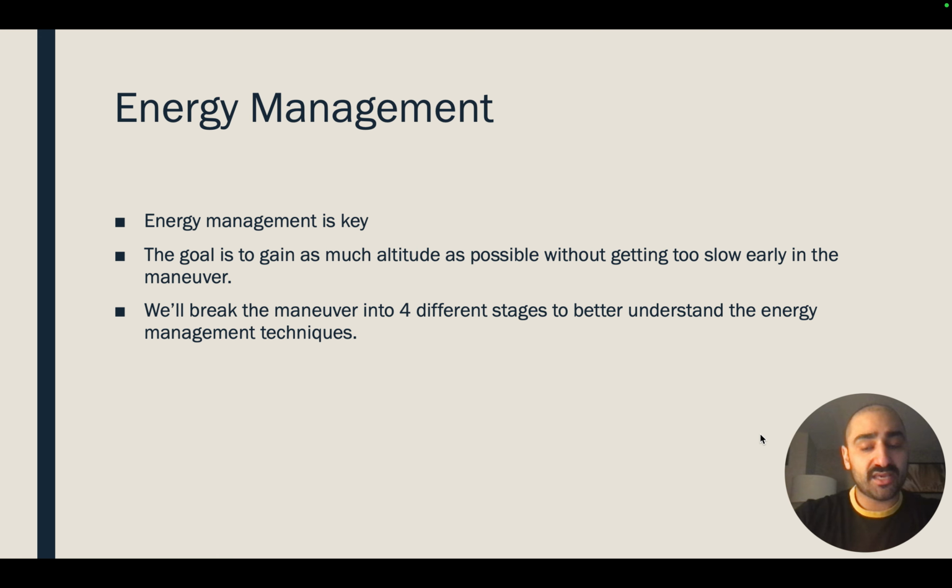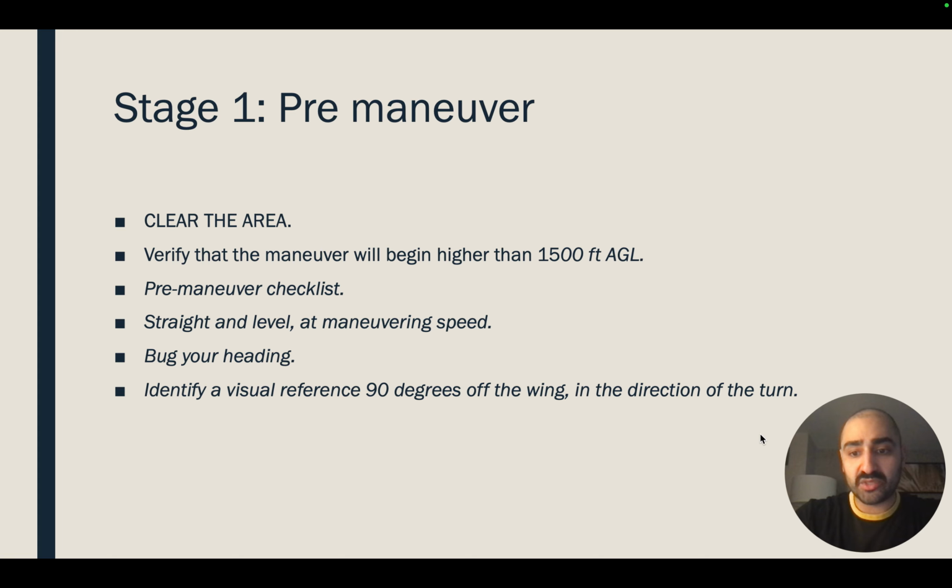Energy management. This is key in a chandelle. Our goal is to get as much altitude as possible without getting too slow early on. So you have to be managing your altitude, your airspeed, your bank, and your coordination all at once, and it's all about energy management. So let's break this maneuver into 4 different stages. Stage 1 is the pre-maneuver. You're going to have to clear the area every time. Always clear the area. Verify the maneuver begins at 1500 AGL, and do your checklist. Straight and level at maneuvering speed, bug your heading, and choose a visual reference 90 degrees from the side that you're turning. So if you're turning left, you pick a reference 90 degrees to your left.